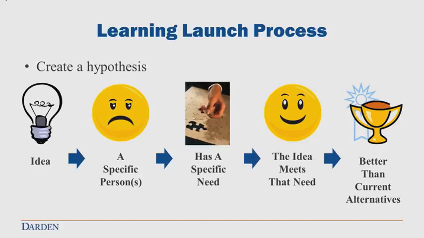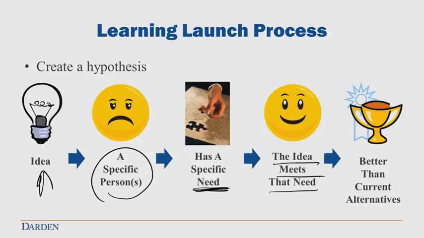All right. What is the learning launch process? The first thing you need is a hypothesis. You don't have to be a scientist. It's easy to create a hypothesis. You've got an idea. So the idea has got to relate to a specific group of customers, whether it's a person or group of persons. You hope there's lots of customers that have this specific problem. So you have a specific group of customers, and see that frown? They got a pain, a customer pain that you're going to try and solve. They've got that specific need that's causing the pain, and you've got an idea that meets that need or solves that need better than the competition.